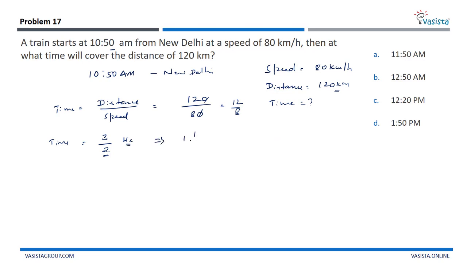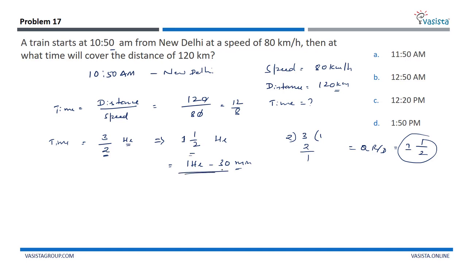3 by 2 hour is nothing but 1.5 hour. How did I convert it? You can do it like this: convert it into a mixed fraction. 2 ones are 2, 1 remainder, so that is the quotient and remainder. The quotient is 1 and the remainder is 1 by 2. This is 1.5 hour. Now we need to calculate: 1.5 hour means 1 hour 30 minutes.